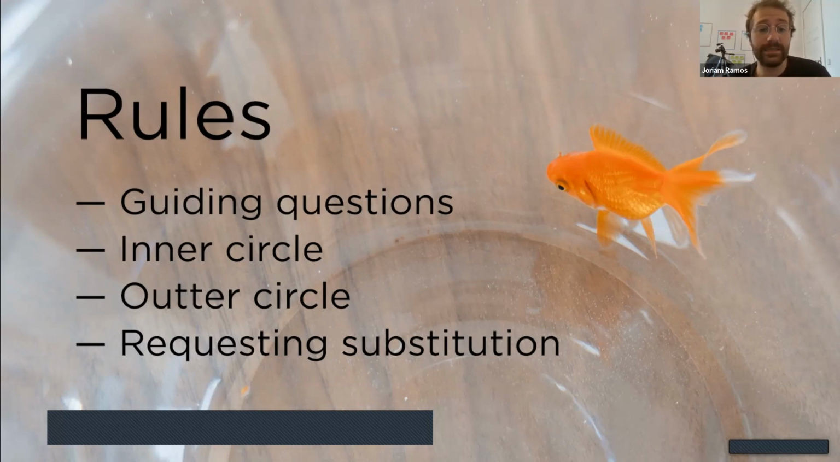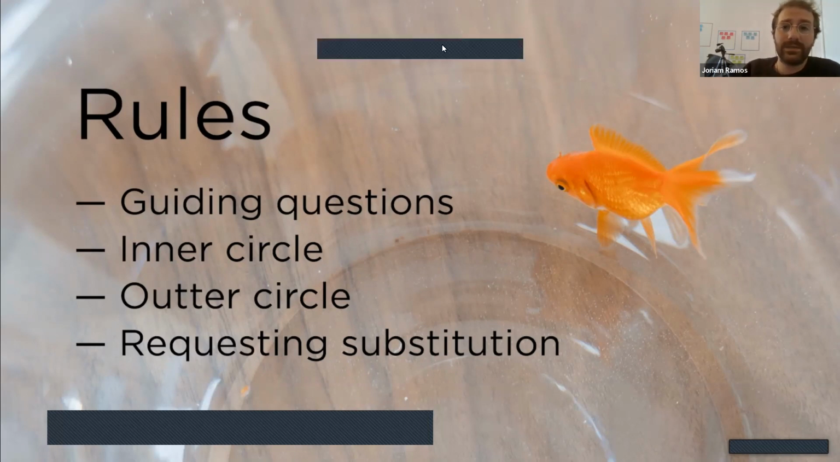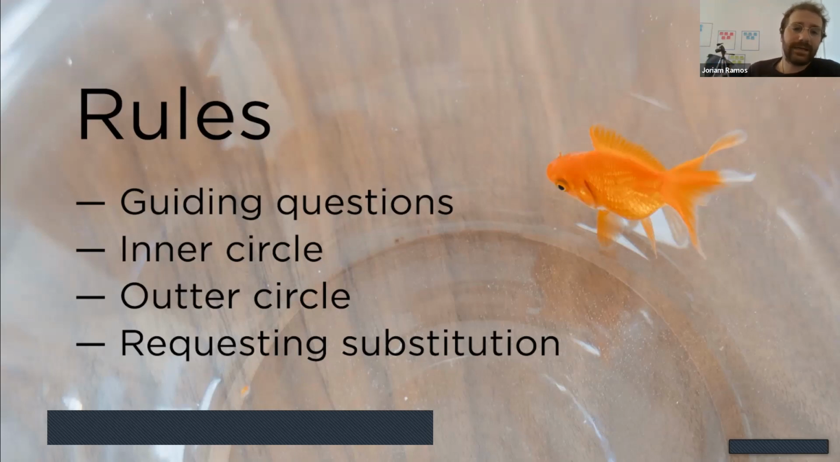And the idea is that the inner circle will not stay still throughout the whole fishbowl. So if you are in the outer circle and you feel like you have something to contribute to the conversation, even a question to ask, you can request to go to the inner circle. At the same time, if you are in the inner circle and you feel like you don't have much to contribute to where the conversation is, you can also consciously step back and open space for somebody else to step in. But there is this moment of negotiation.